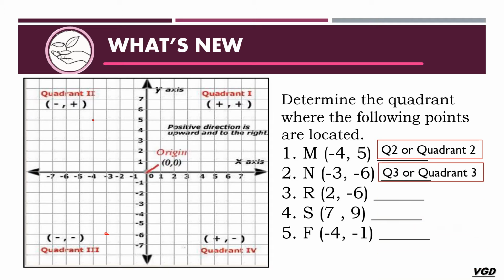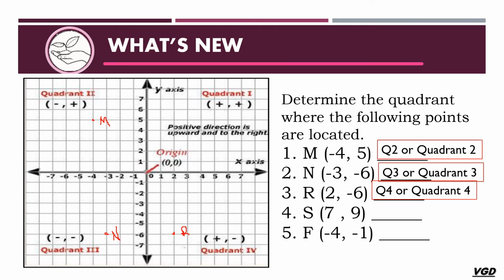So it's in quadrant 3. Good job. So let's move on to number 3. We have point R. So it's point M here in number 1. Number 2, it's point N. So number 3 is positive 2. We have here positive 2. Then the y value is negative 6. So this is point R. So with which quadrant is it located? So it is located in, yes, that's right, it's in quadrant 4.